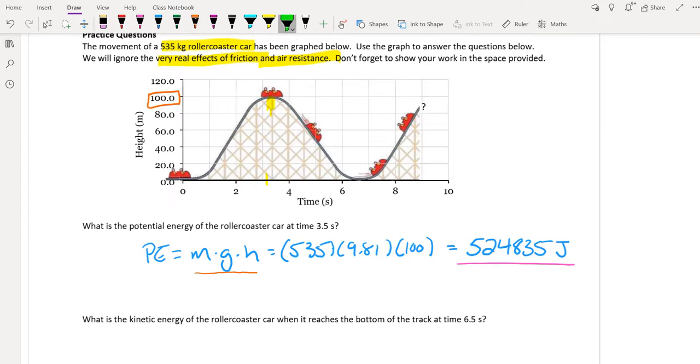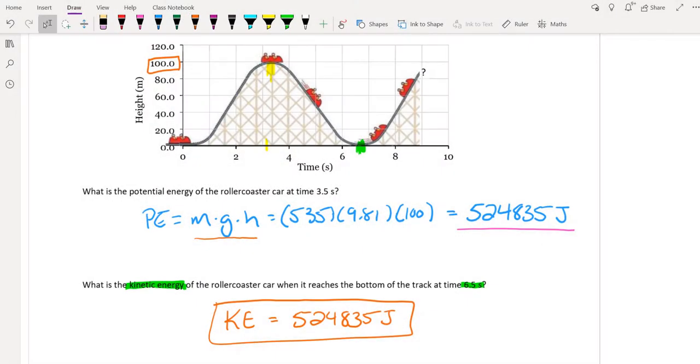On the next question, you're asked to find what is the kinetic energy at 6.5 seconds. So at the bottom here, what would the kinetic energy be? So hopefully you came up with the kinetic energy is 524,835 joules. Right? We can do this without calculations. This is at the bottom of the roller coaster, so all the potential energy has converted into kinetic energy. We're assuming no losses to air resistance and friction, so all of the potential energy got converted into kinetic energy.